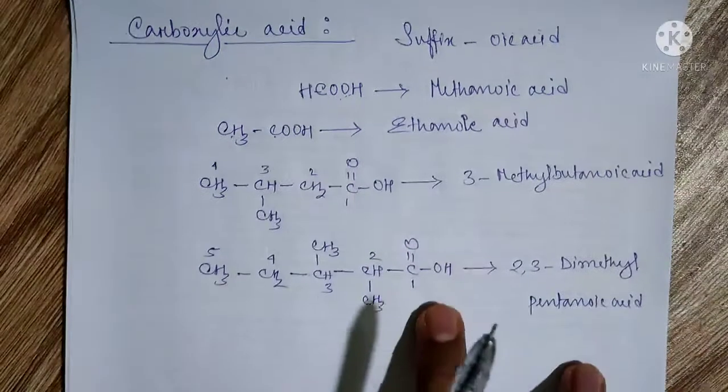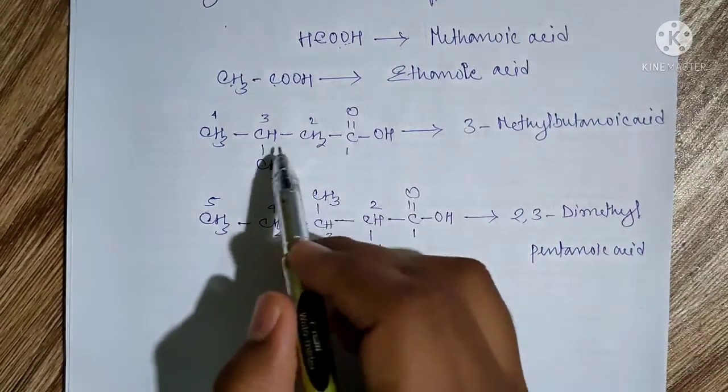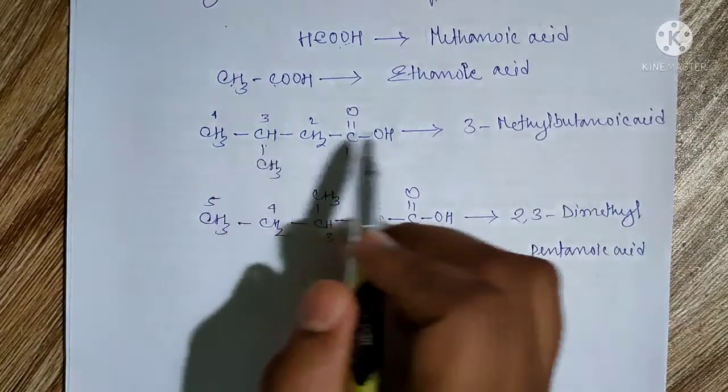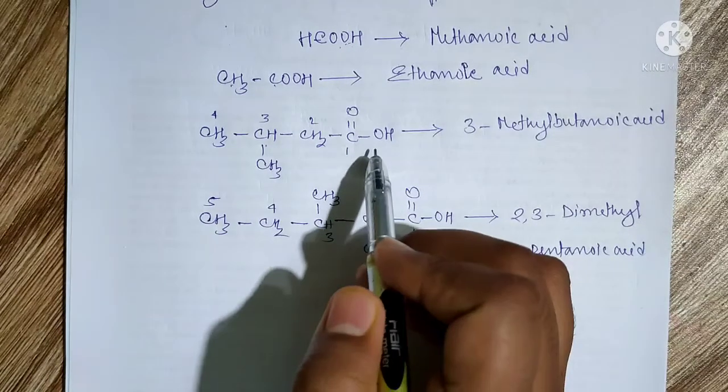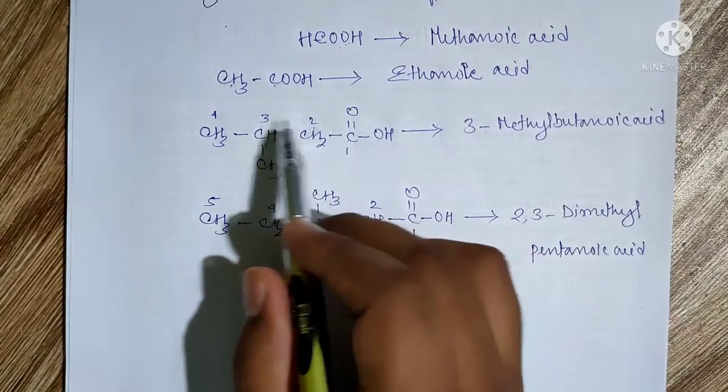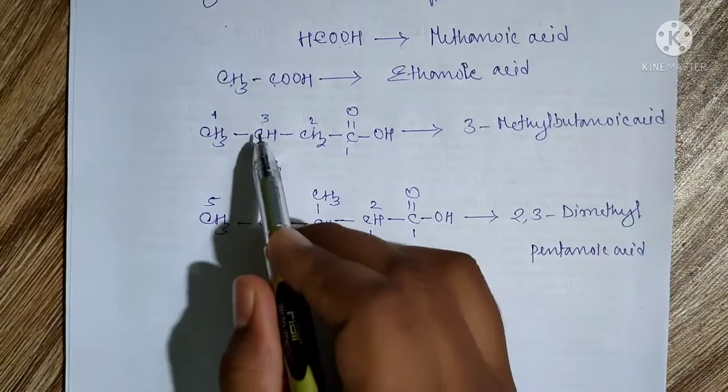So what will be the name? Ethanoic acid. 2 carbon means ethane, and add the suffix: ethanoic acid. Next example, here there is a substituent. Counting is done from right hand side because the functional group has to get the lowest possible position.